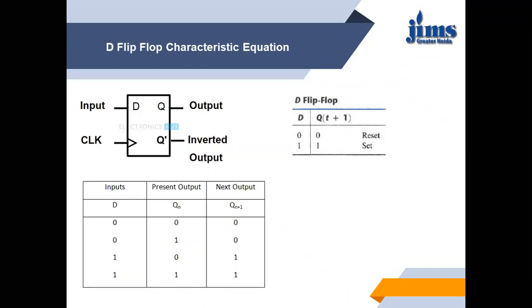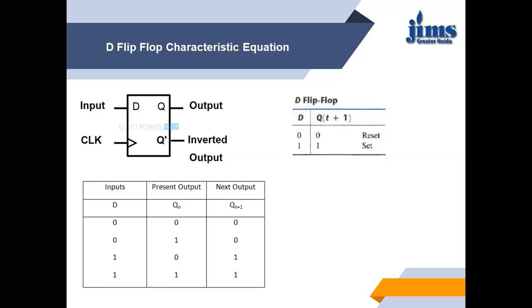So here is the characteristic table. In the characteristic table, we have input D and present state. With the two inputs, we have four possible combinations: 0 0, 0 1, 1 0, and 1 1. And the output is, whenever D is 0, in two cases, output is 0, because it is stated in the operation table. Whenever D is 1, output is 1.